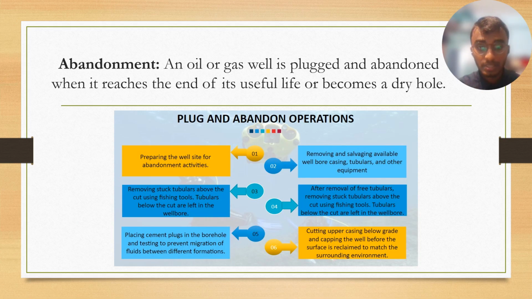The last stage is abandonment. In this stage, an oil or gas well is plugged and abandoned when it reaches the end of its useful life or becomes a dry hole. So, plug and abandon operations start by preparing the well site for abandonment activities. Precautions are taken to ensure the well is safe to work around.